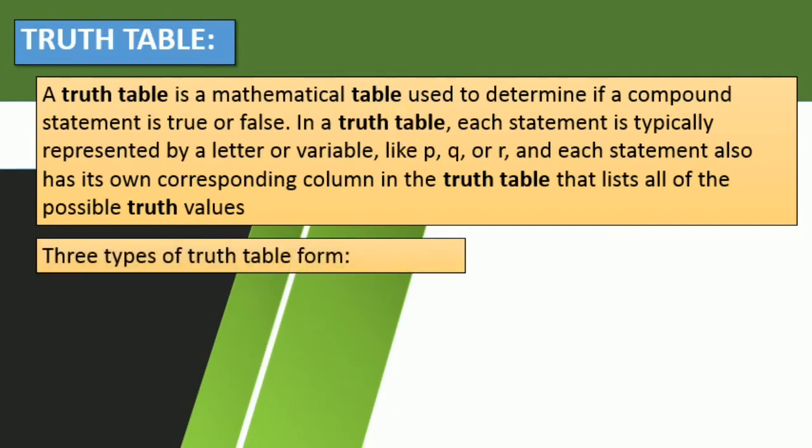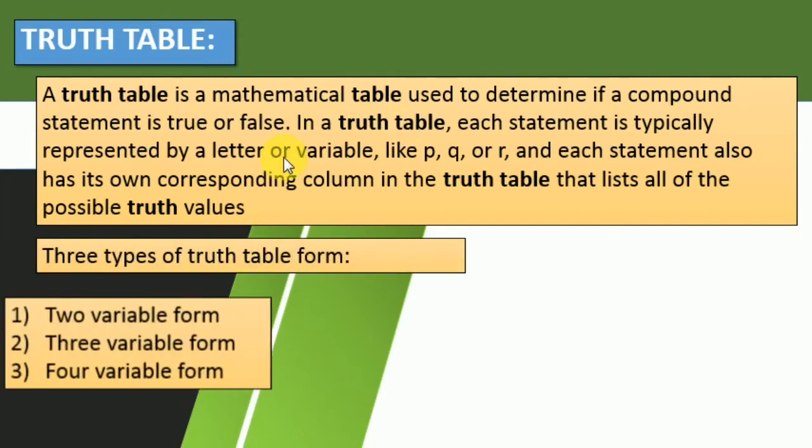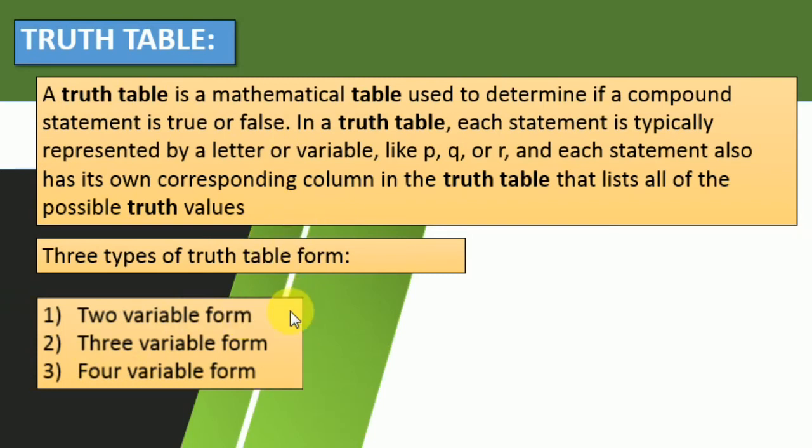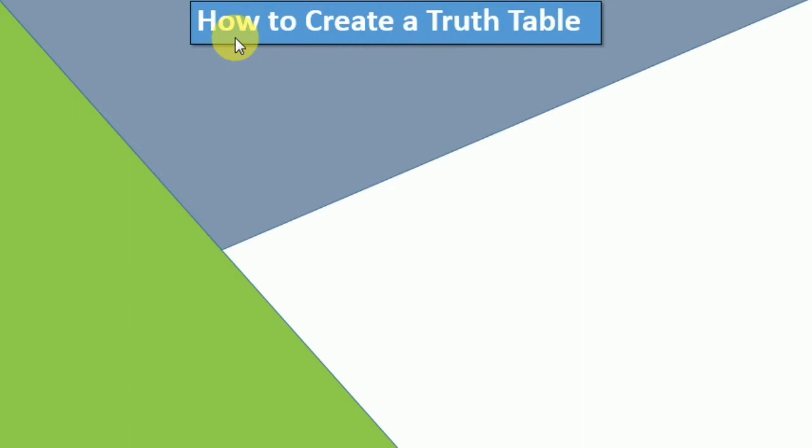There are three types of truth table that we are going to discuss. Two variable form, A and B. Three variable form, A, B, C. Four variable form, A, B, C, D. So we discuss one by one all of these three forms of truth table. Now we move to how to create a truth table. We should know how we are going to create a truth table. There are some steps.